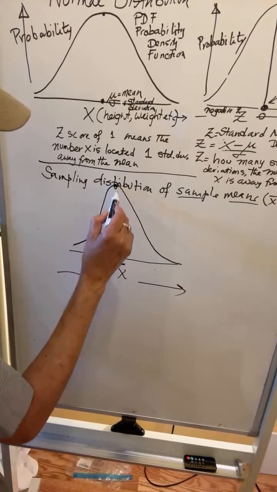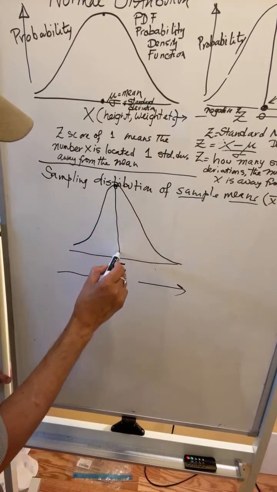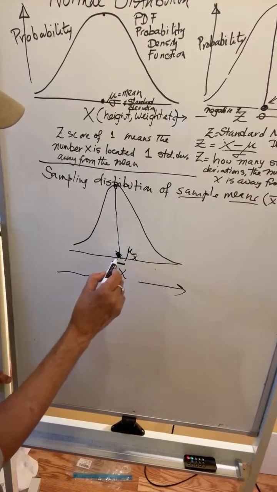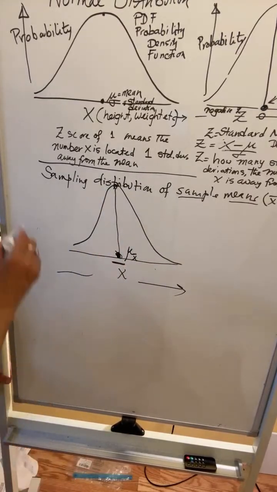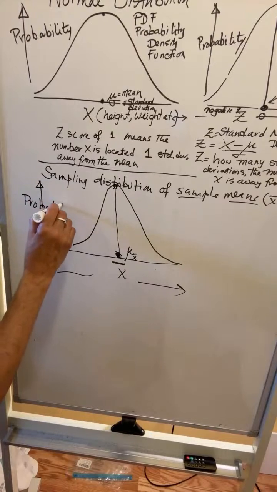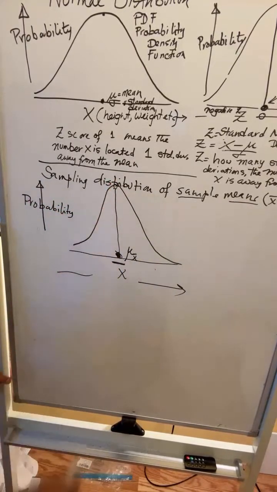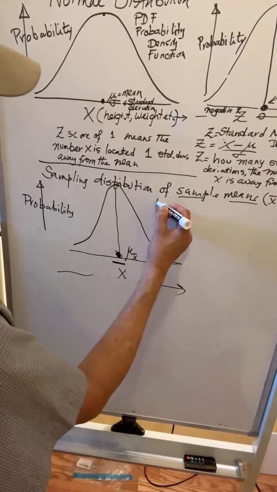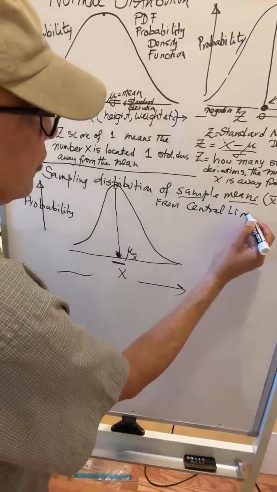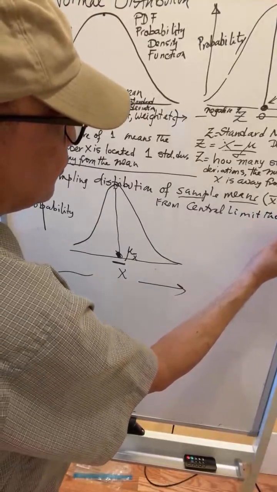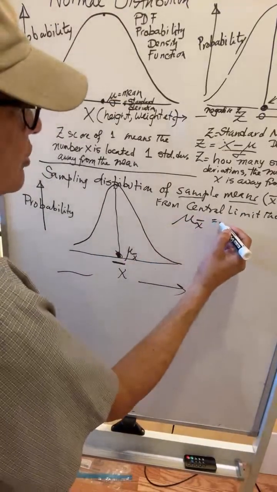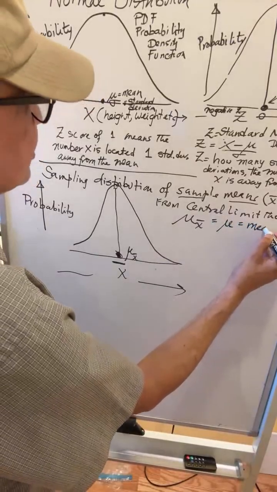At the center where the peak is the highest, or relative frequency is highest, this is your mu x bar. Again on the vertical axis, remember we have probability. So probability of the mean is the highest. Now from the central limit theorem, mu x bar, that is the center of this distribution, is equal to mu, which is the mean of the population, that is the mean of this curve.